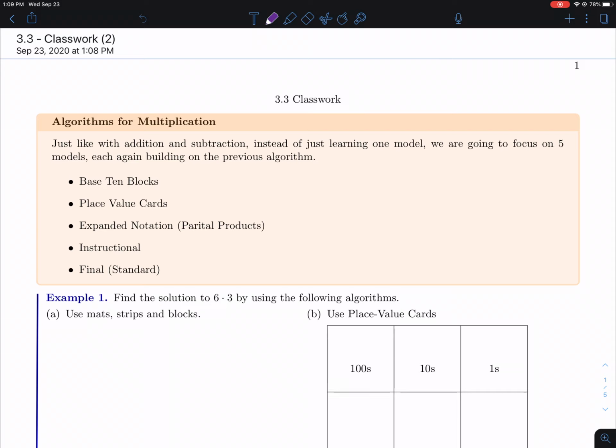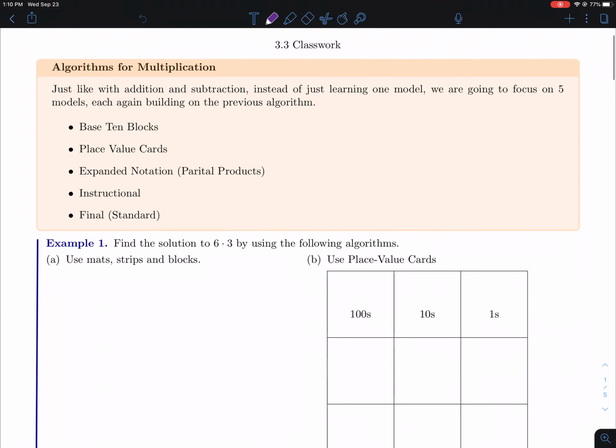Hopefully everybody did a good job with the addition and subtraction models or algorithms. Today we want to move into multiplication and division algorithms. Again, we're just trying to focus on multiple ways that we can teach students how to do multiplication and division. I want you to get the right answer, of course, but we're focused more on learning the model and being able to actually demonstrate how to use it.